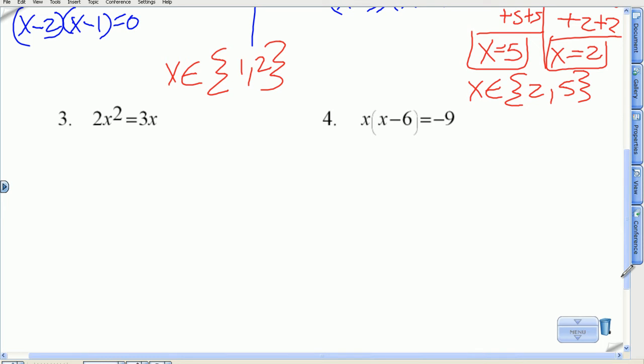We have 2x squared equals 3x. So step 1, set the thing equal to 0. I'm going to subtract 3x from both sides to do that. 2x squared minus 3x is equal to 0. How do I factor this?